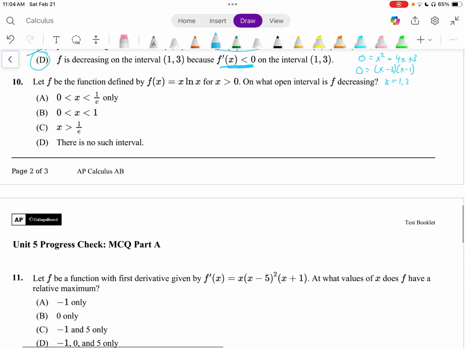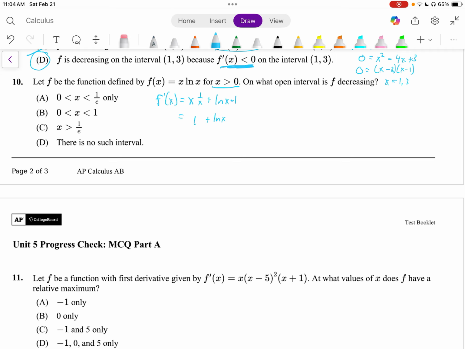Number 10, let f be the function defined by f of x equals x times the natural log of x for x greater than 0. On what open interval is f decreasing? So decreasing, again, we want the derivative to be negative, and so let's find the derivative. We have to use the product rule here. So we have x times 1 over x plus natural log of x times 1, which is just 1 plus natural log of x.